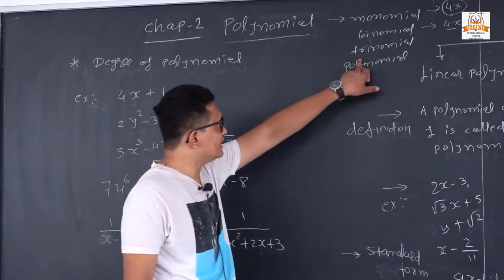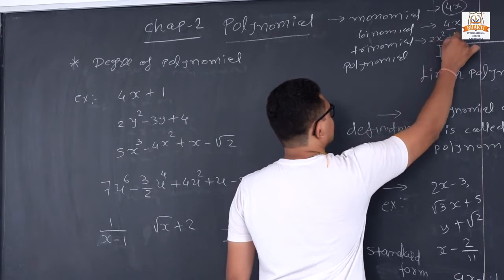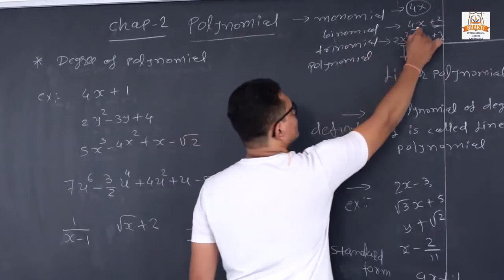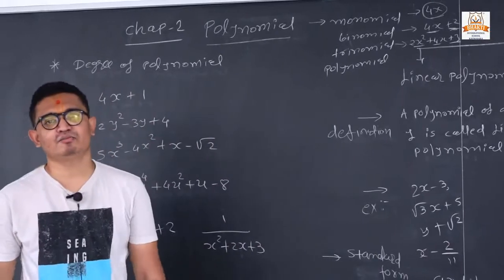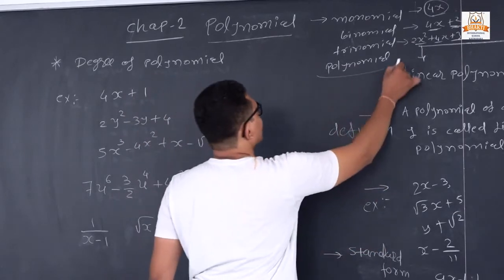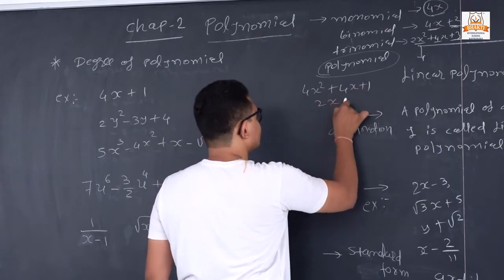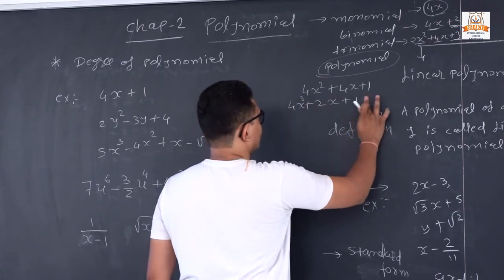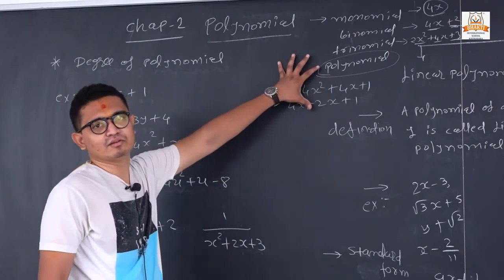And third is trinomial. Trinomial means what? The expression has three terms. See, 1, 2 and 3. So it is called a trinomial. If it has two terms, it is called a binomial. If it has only a single term, it is called a monomial. And if it has more than two terms, suppose 4 terms, it is called a polynomial. In a polynomial, what happens? It has more than two terms. So it is called a polynomial.